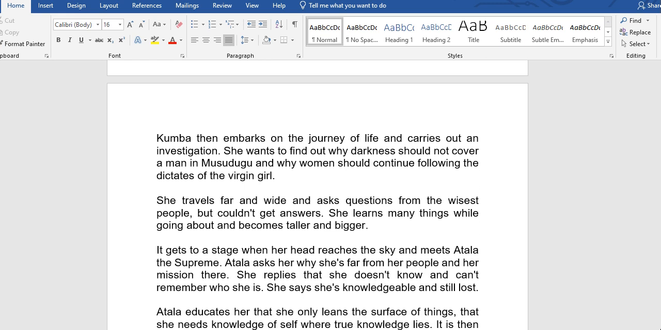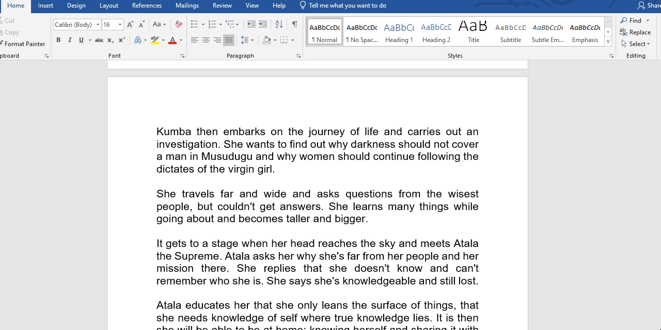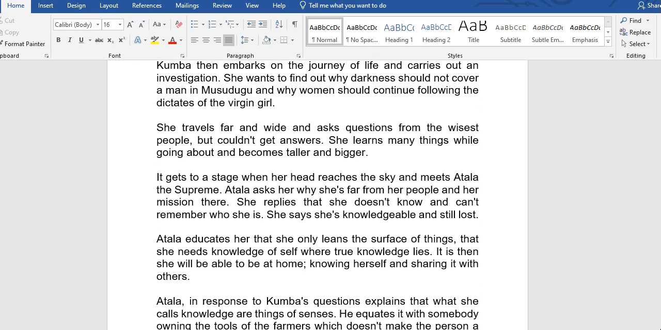Kumba then embarks on the journey of life and carries out an investigation. She wants to find out why darkness should not cover a man in Musudugu and why women should continue following the dictates of the virgin girl. She traveled far and wide and asked questions from the wisest people but couldn't get answers. She learns many things while going about and becomes taller and bigger.